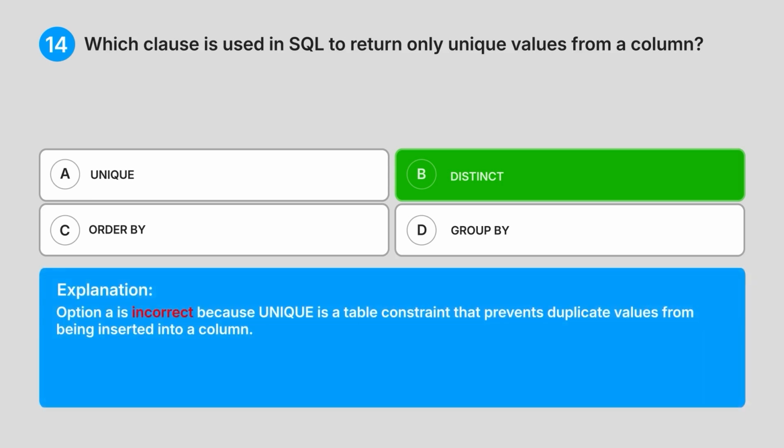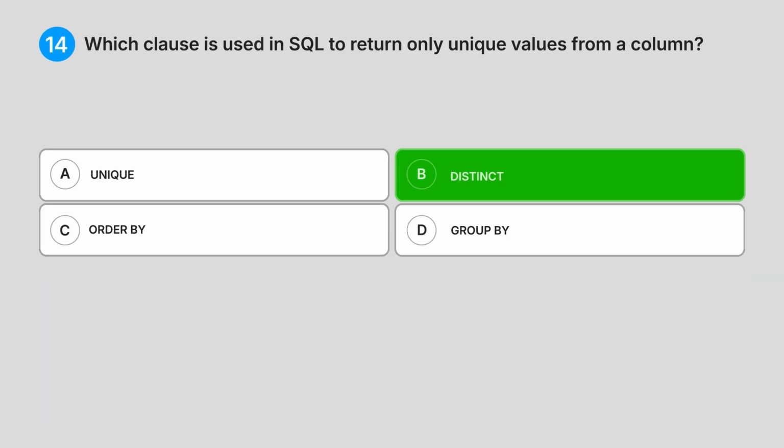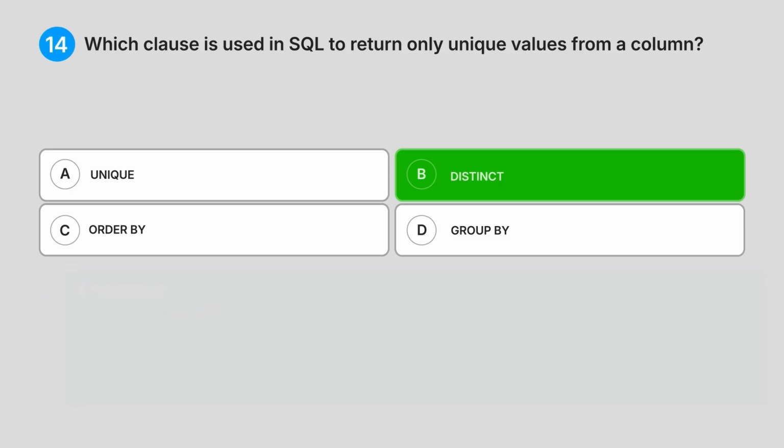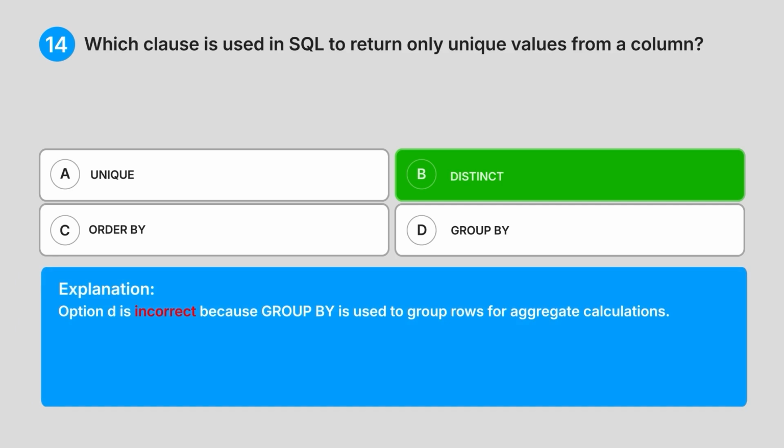Option A is incorrect because unique is a table constraint that prevents duplicate values from being inserted into a column. Option C is incorrect because order by is used for sorting the results. Option D is incorrect because group by is used to group rows for aggregate calculations.